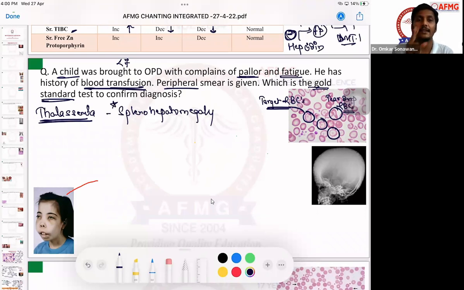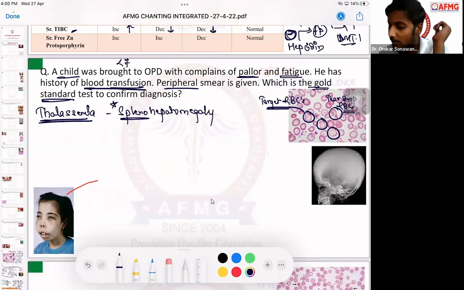The classical finding is hepatosplenomegaly, right? But here I am writing spleen first. That means the spleen is massively enlarged as compared to the liver in cases of thalassemia. So the two conditions of splenohepatomegaly, you need to remember the same ones that you remembered for teardrop RBCs: thalassemia and myelofibrosis.